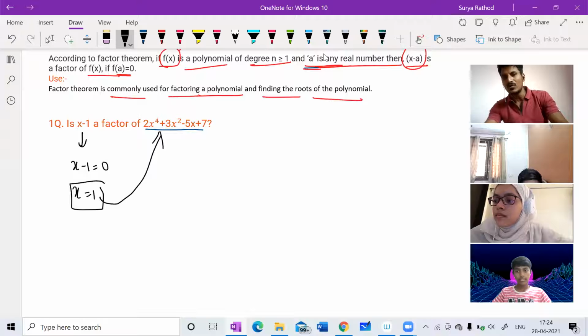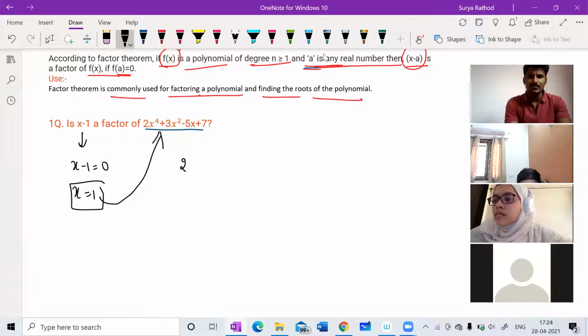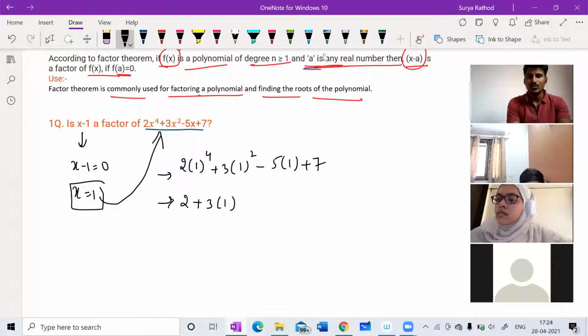So what am I going to get now? Tell me. 2x to the power 4 plus 3x squared minus 5x plus 7. Let us solve this now. 2 into 1 to the power of 4 is going to give me 2, plus 3, minus 5, plus 7. So x minus 1 is not a factor of 2x power 4 plus 3x square minus 5x plus 7.